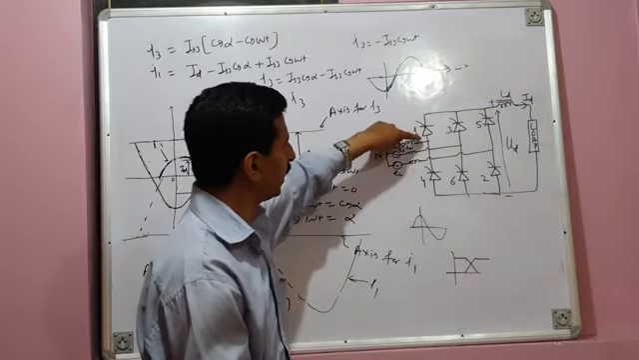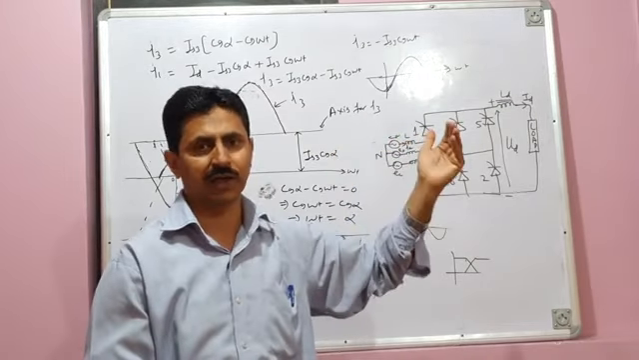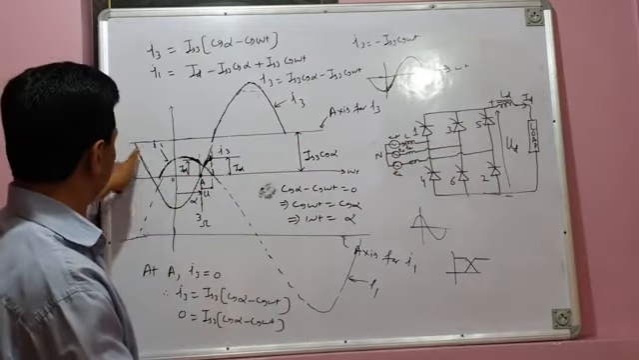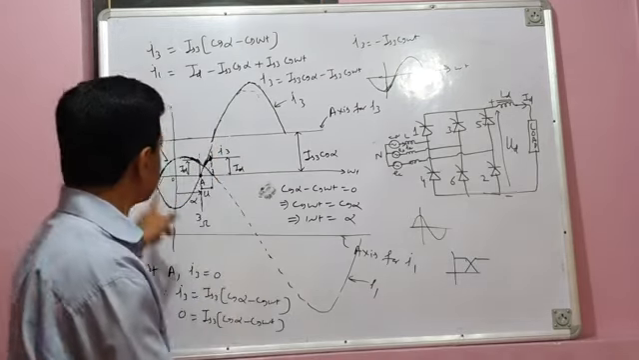When valve 1 is conducting, it conducts only from anode to cathode. So it conducts only positive current. It cannot conduct from cathode to anode. So there is no question of negative current in both the cases. This is the complete waveform.